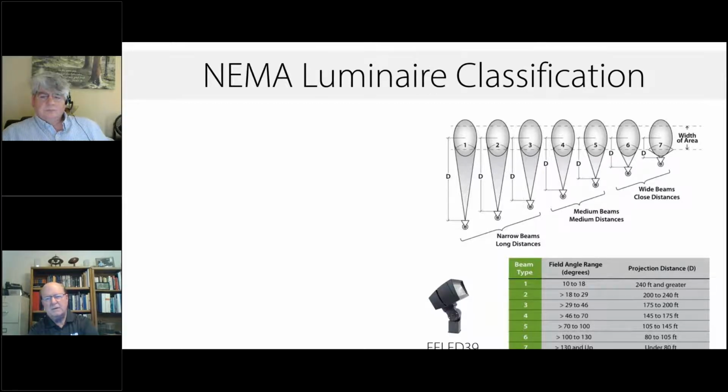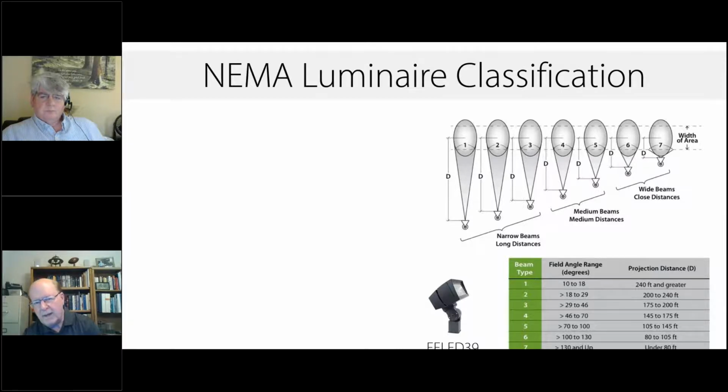This is a NEMA classification. Sorry, it comes from NEMA, the National Electrical Manufacturers Association. And you see 1, 2, 3, 4, 5, 6, 7. So 7 different beam types. Each one of those has an associated angle, and then you have an associated distance that it will project.